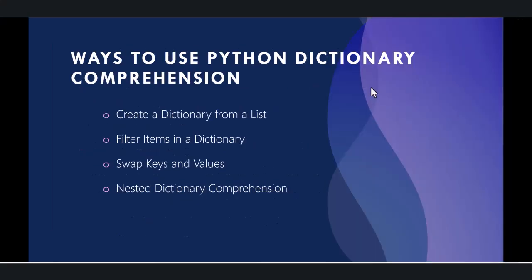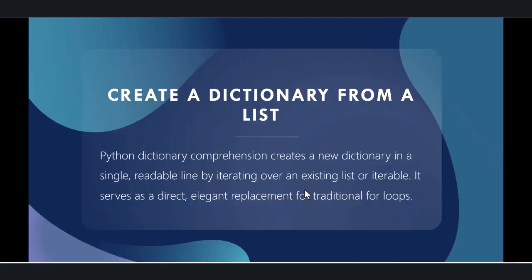Now let's see in how many ways we can use Python dictionary comprehension. We can use it to create a dictionary from a list, and we can filter items in a dictionary. We can also swap keys and values, and we'll also see how to use it for nested dictionary comprehension. Let's start with the first usage, that is creating a dictionary from a list.